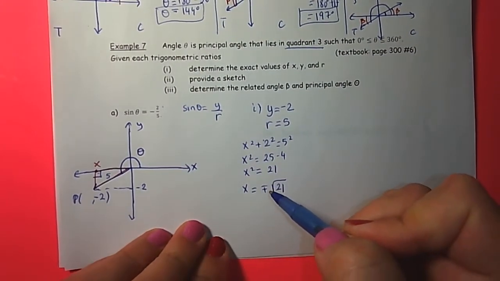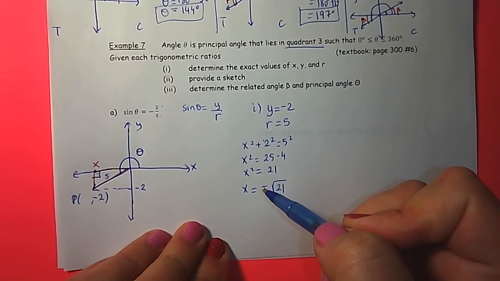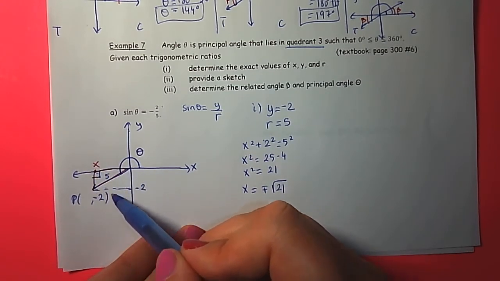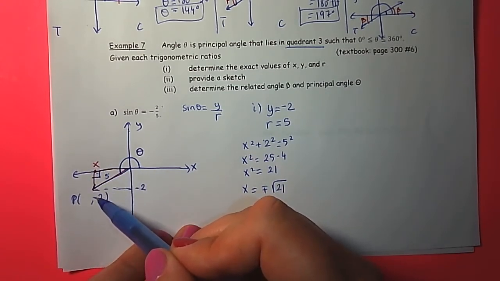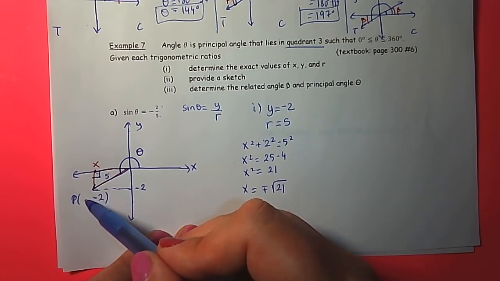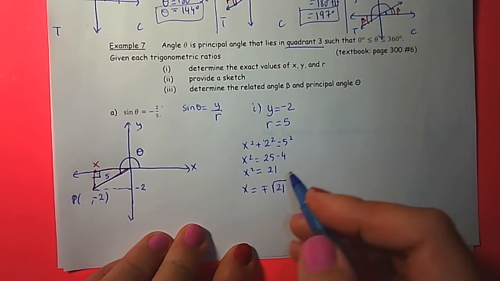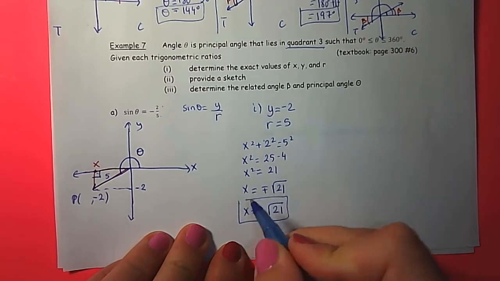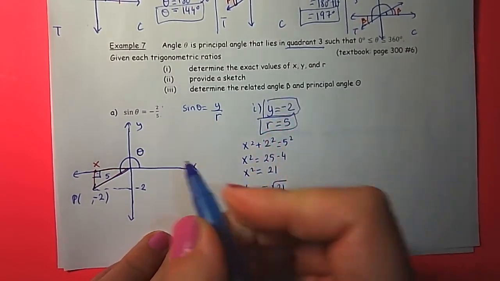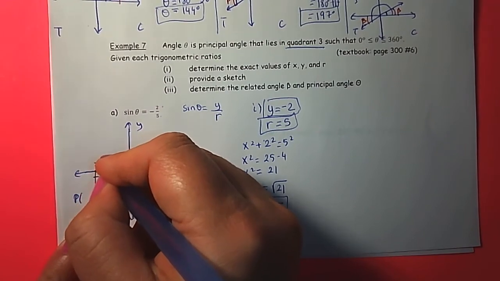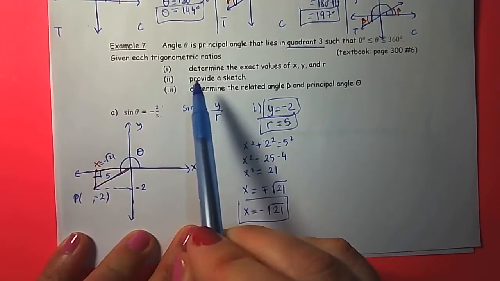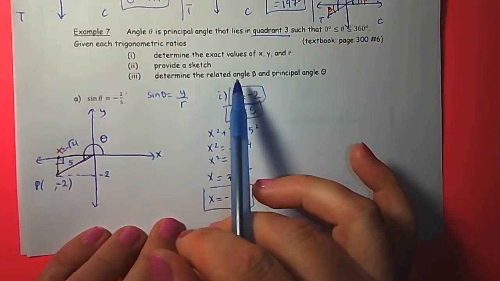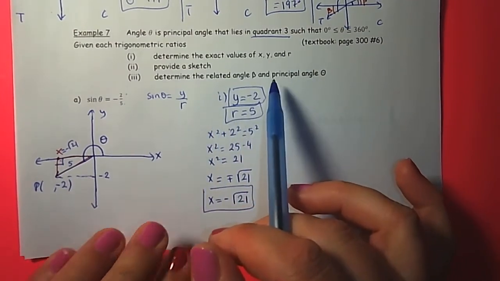Then check if we can take both values, or if we should take the positive value or the negative value. So we are in the third quadrant. In the third quadrant, x coordinates are negative, so I cannot take positive √21, but only negative √21. Okay, so x is negative √21. So we answered the first part and the second part. Now the third part. Determine the related angle beta and principal angle theta.